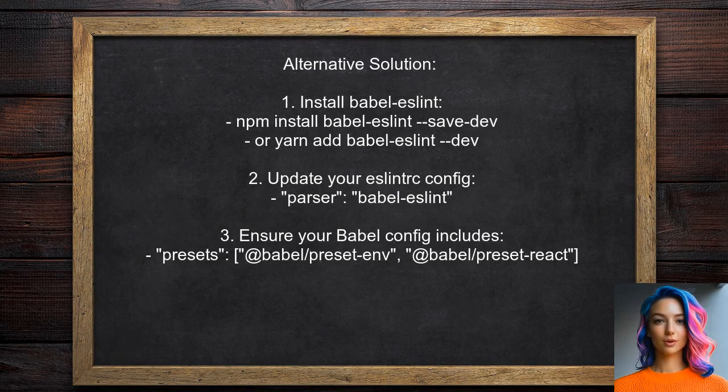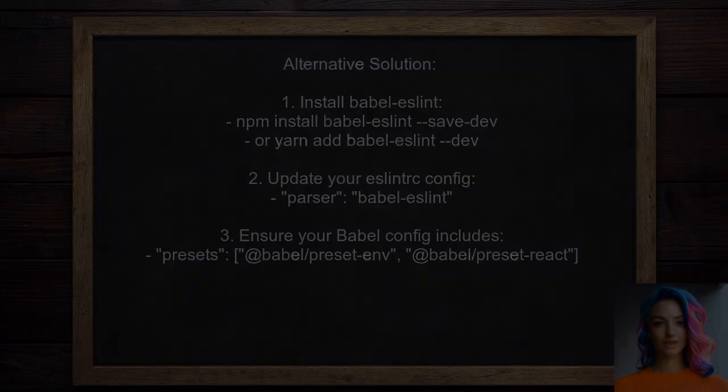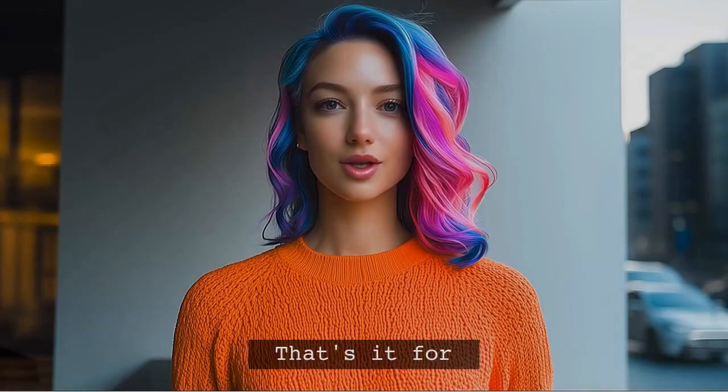An alternative solution to the ESLint import issue is to use Babel ESLint. First, install the package using npm or yarn. Then, add parser: babel-eslint to your .eslintrc config file. This allows ESLint to recognize your Babel configuration, which includes React support, resolving the linting error. That's it for that response.